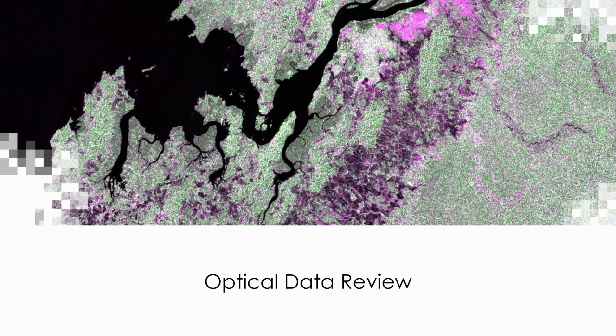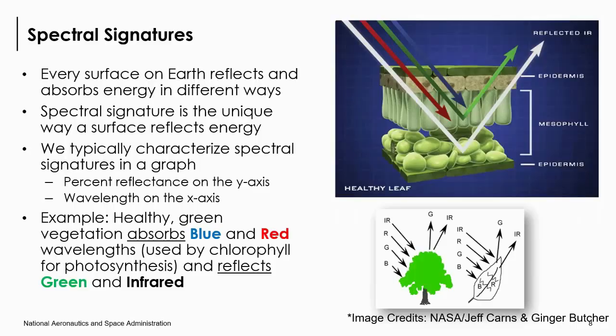Since we'll be conducting a land cover classification using both optical and radar data, let's start with a brief review of optical data. Every surface on Earth reflects and absorbs energy in a different manner. For optical imagery, the sensors are capturing similar data that we can see with our eyes in the visible portion of the electromagnetic spectrum, and some portions we cannot see in the infrared. So each object on the ground produces a unique signature of the amount of reflection or absorption of each wavelength. We call this the spectral signature.